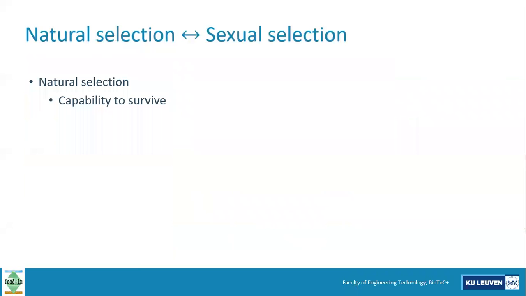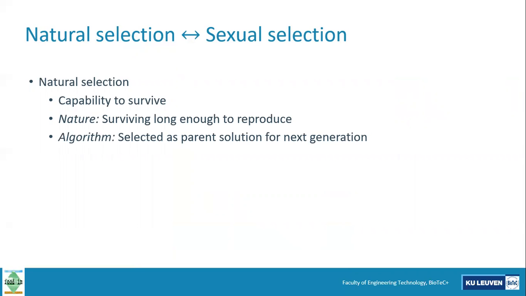Now, just to recap very quickly, in nature there are two forces at play, natural selection and sexual selection. Natural selection regards the individual's own capability to survive. Now, in nature, this translates in being able to survive long enough to reproduce and pass along their genetic information. Whereas in the case of the genetic algorithms, this is obtained by being selected as a partner, as a parent solution for the next generation.